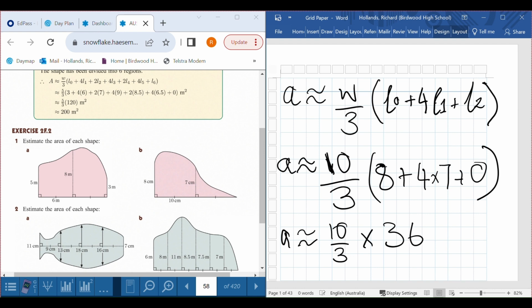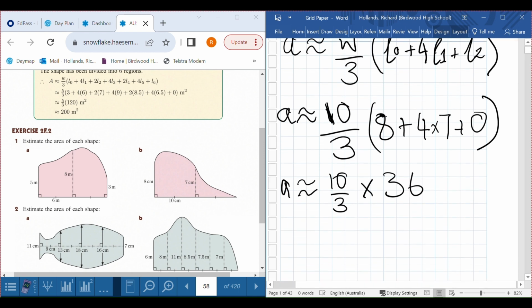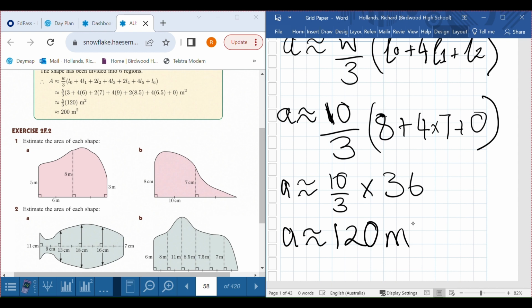All right, and then we scroll down just to give ourselves a bit more room. Area approximately equals 120 meters squared, and that's that.